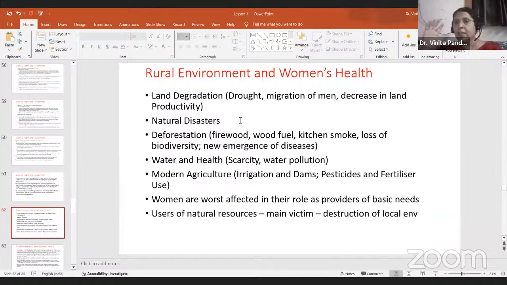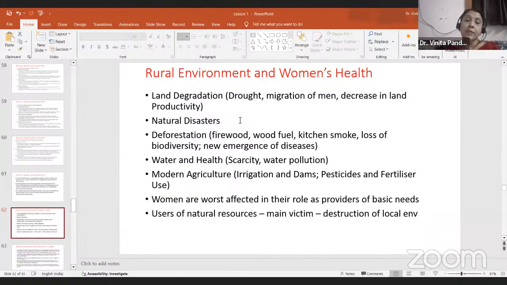Deforestation. See why I'm emphasizing so much on ecofeminism, because with any impact on natural resources, women are hit more seriously. Women have to do the cooking part, and of course in some places, because of Ujjwala Yojana and other schemes, the gas cylinder has reached. But in places where women are still dependent on firewood, wood fuel, to do the cooking, if there is massive scale deforestation, she might not even get hold of the wood fuel. And if she is cooking using wood fuel, then kitchen smoke can also be a serious health hazard.